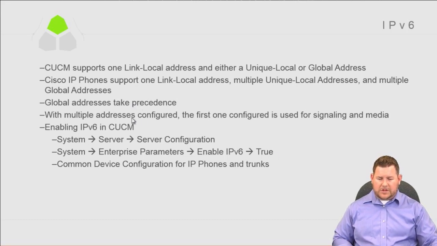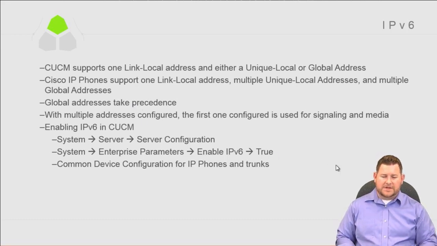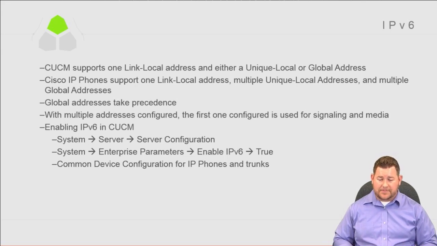With multiple addresses configured, the first one is used for signaling and media. So if you have 6 IPv6 addresses configured on your phone, it's just going to use the first one available for both media and signaling. So it just kind of simplifies things, so it doesn't have to figure out whether I should use this one for a different reason or not. It's just going to use the first one.